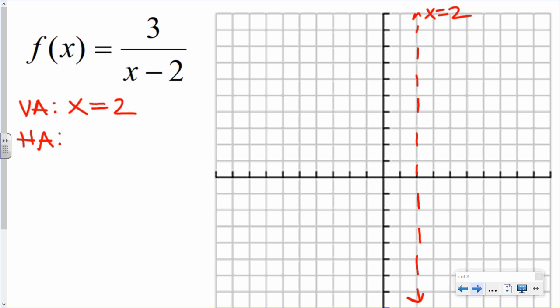Our horizontal asymptote, excuse me, Lindsay A, where would that be? Let me ask you this. Are the degrees the same, or is the numerator smaller in degree? So what did we write down if the numerator was smaller? Y equals 0. So y equals 0 would be the horizontal asymptote here.